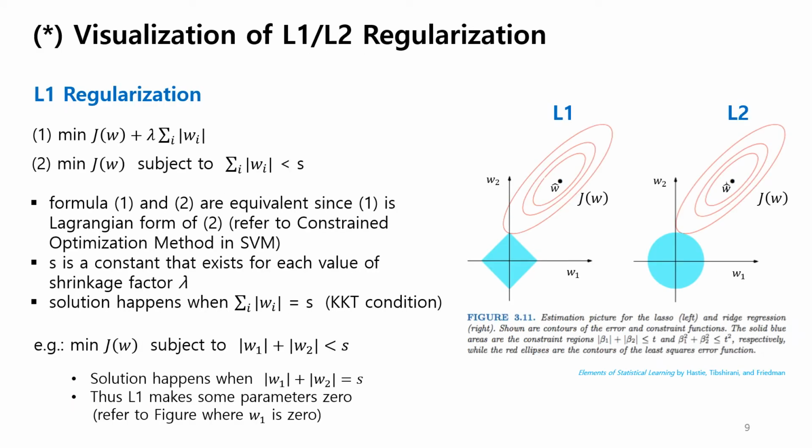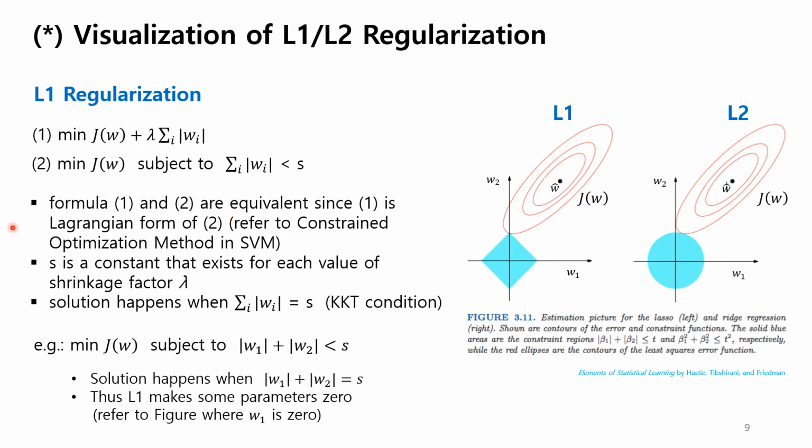So far, we have seen the L1 and L2 regularization. This slide is a little advanced stuff. Here, this is the L1 regularization form. If you take a look at another form, saying minimize this error function subject to this constraint.